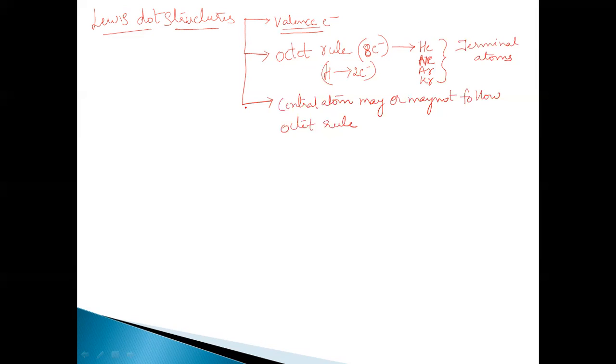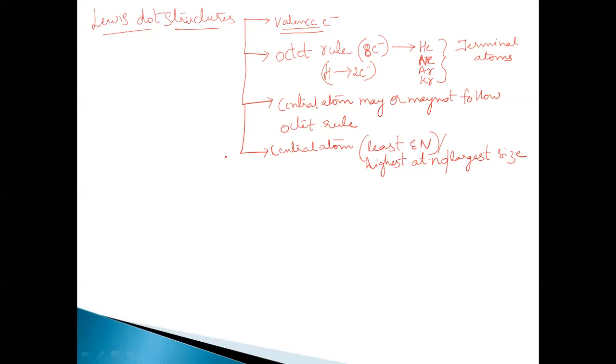And the fourth one is, how do you select the central atom? The central atom is generally the least electronegative atom, or the one with the highest atomic number, or generally the largest size. Any of these characteristics will lead to an atom being selected as the central atom.